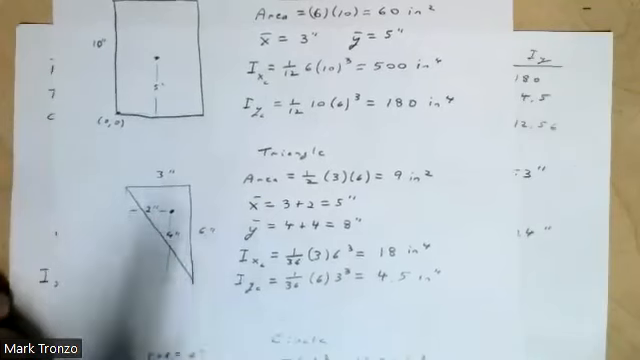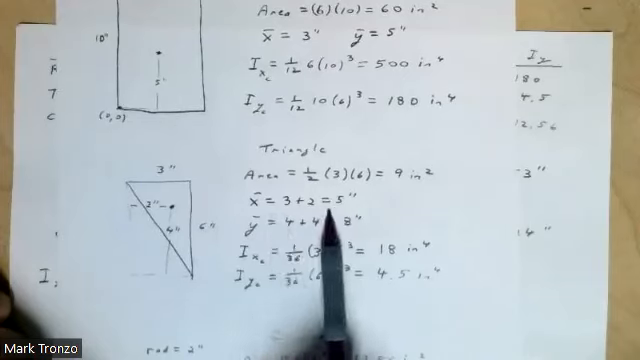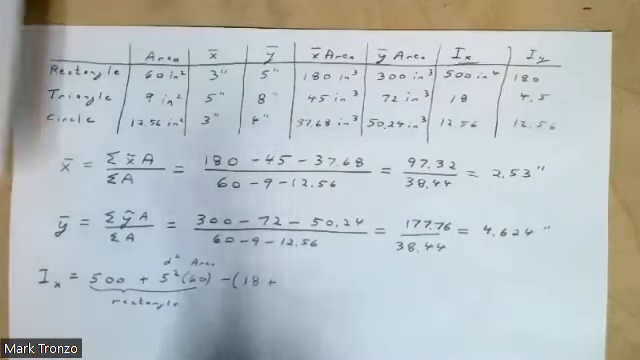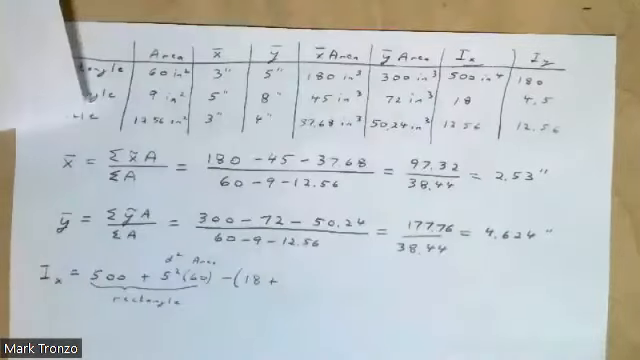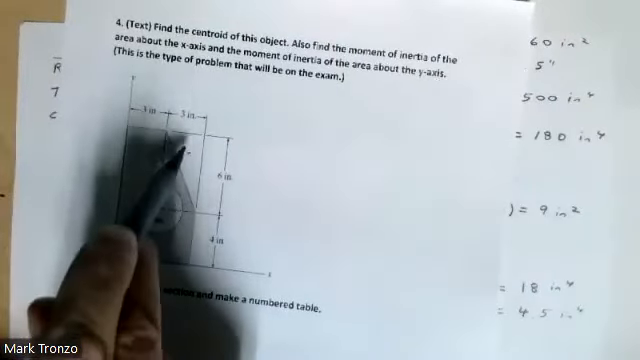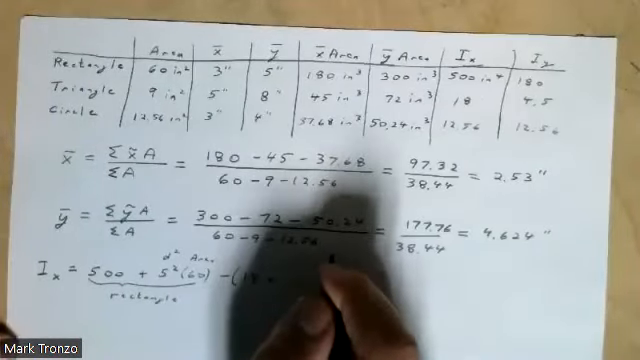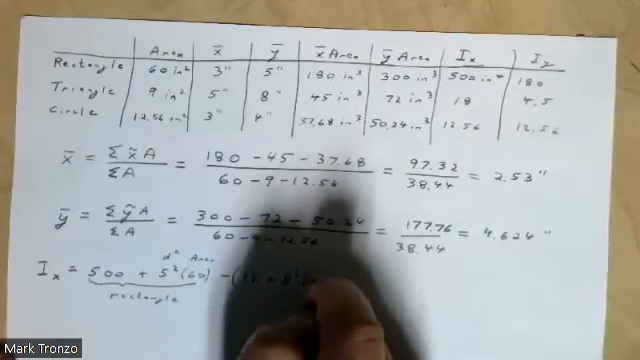So we'll have to check for the triangle. The centroid was 5 inches from the x-axis. Excuse me, we want the y-bar when we're doing this, because we're talking about the x-axis, so we want the distance from here to that point, and that's going to be, once again, our 4 inches plus our 4 inches. So that's going to be 8 inches squared, then times the area of the triangle.